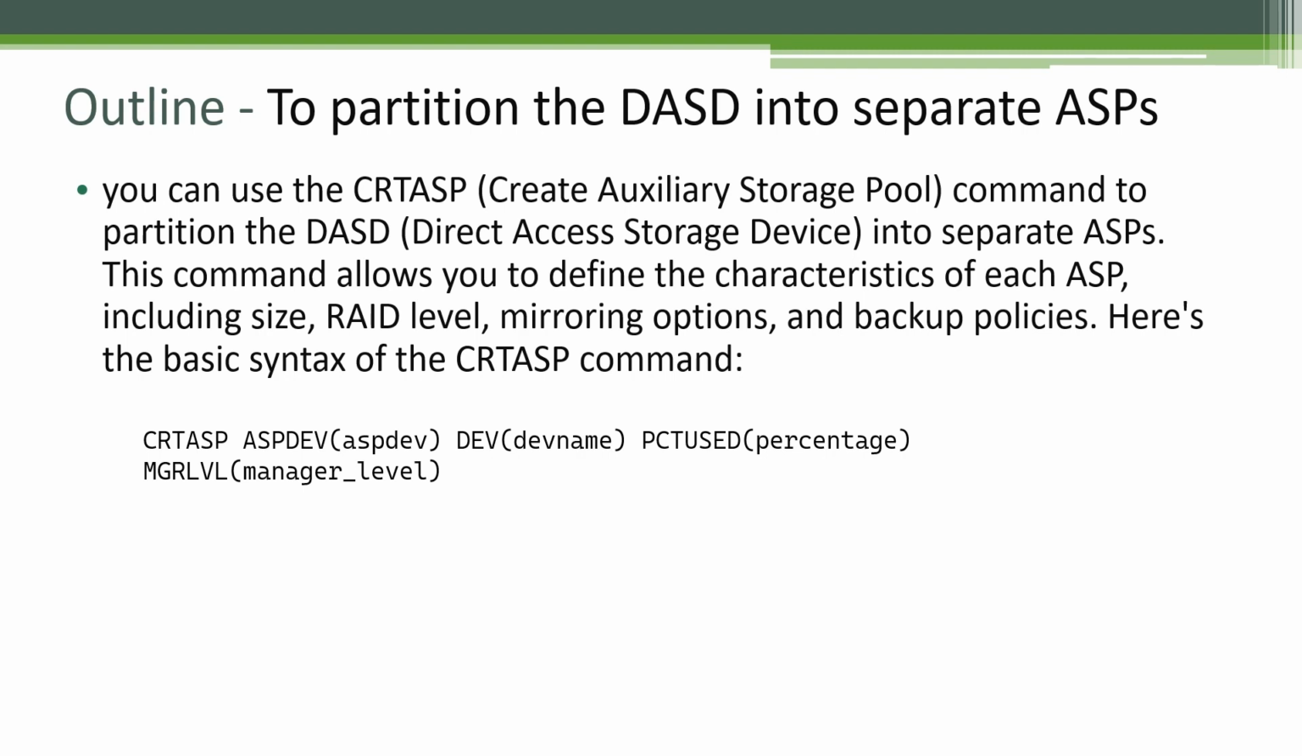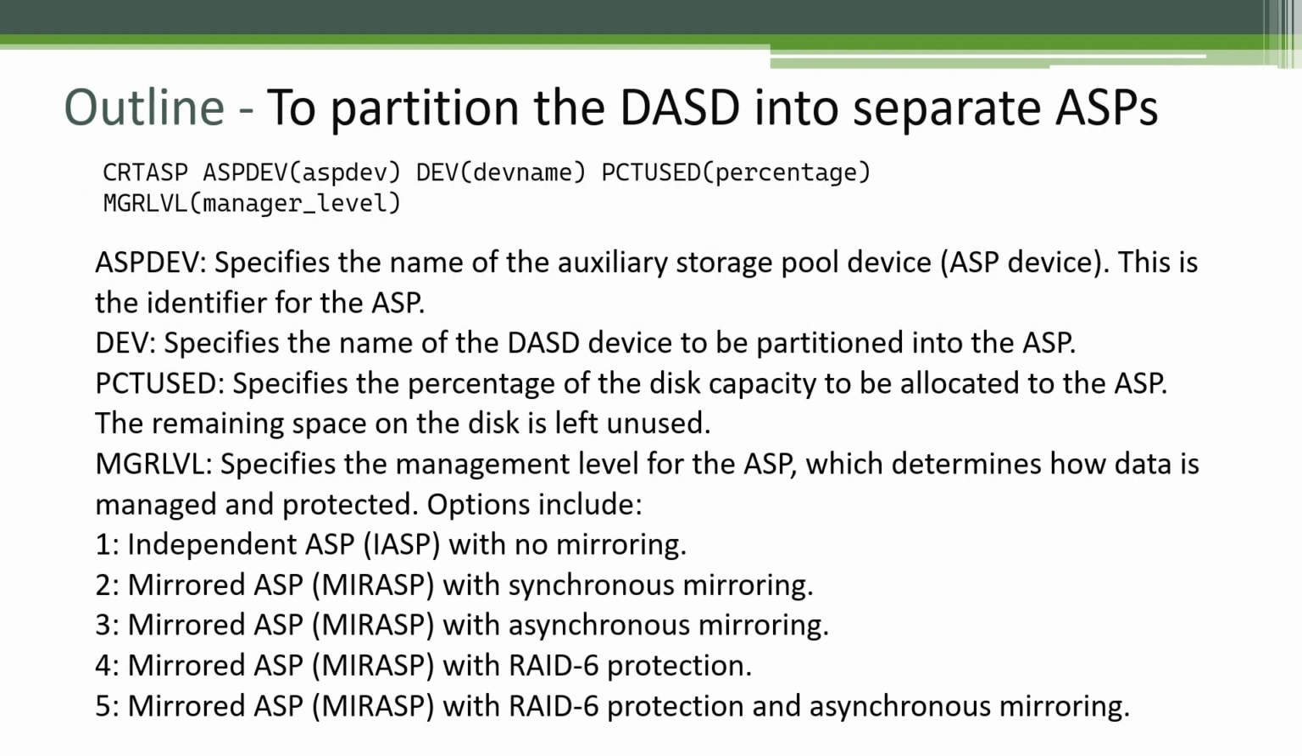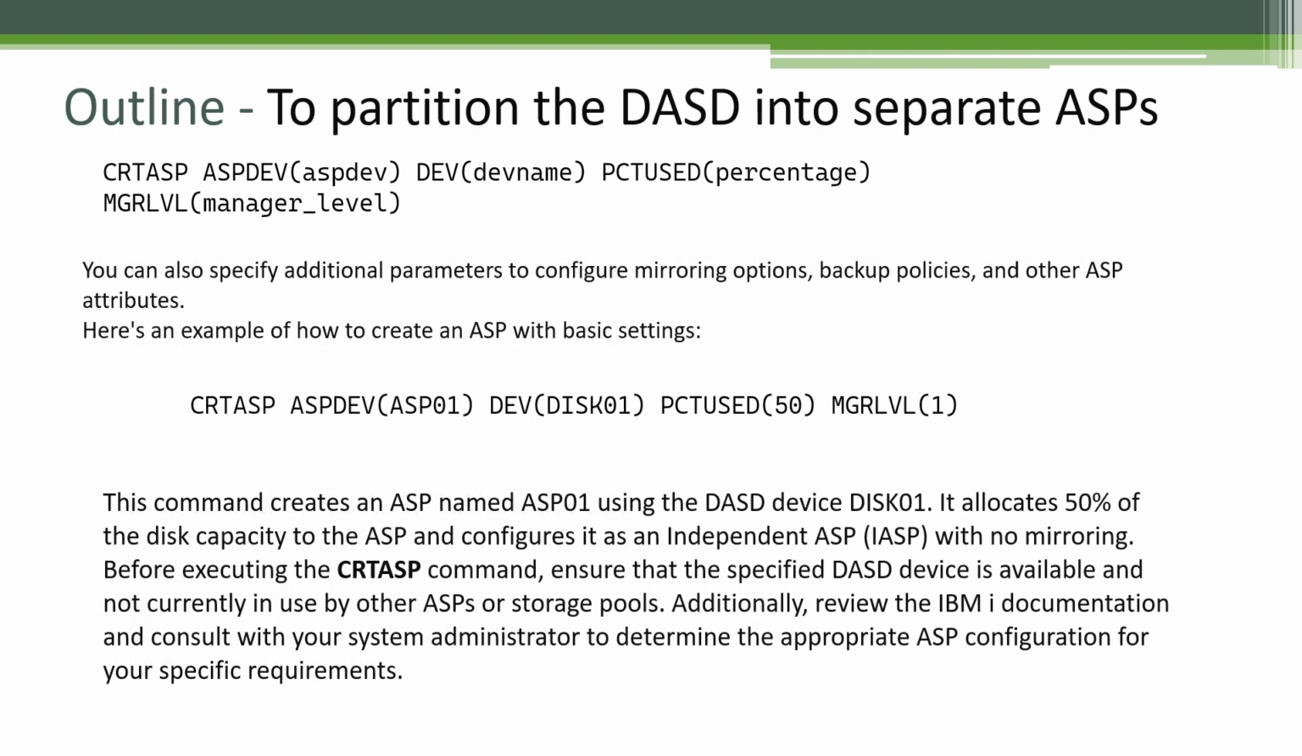Here's the basic syntax of the CRTASP command. SPDV specifies the name of the auxiliary storage pool device (ASP device). This is the identifier for the ASP. DV specifies the name of the DASD device to be partitioned into the ASP. PTUSD specifies the percentage of the disk capacity to be allocated to the ASP. The remaining space on the disk is left unused. You can also specify additional parameters to configure mirroring options, backup policies, and other ASP attributes.